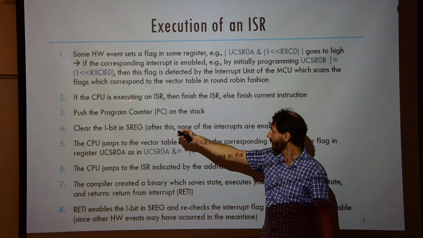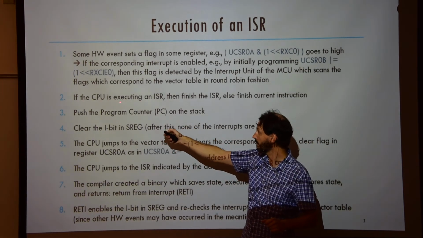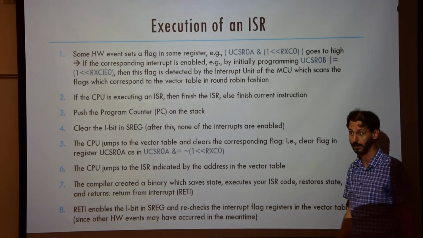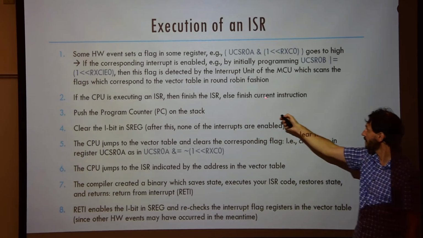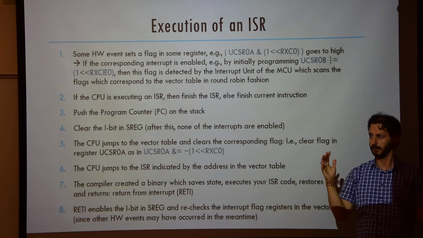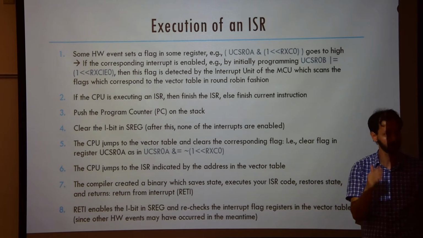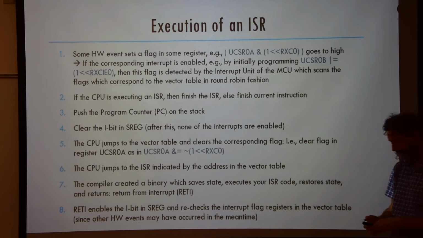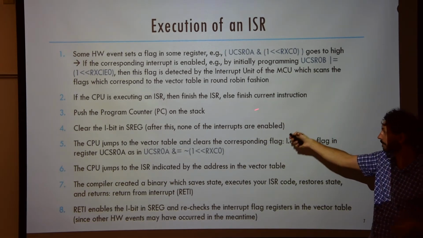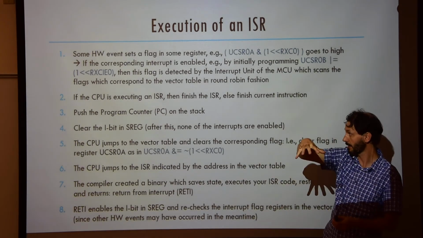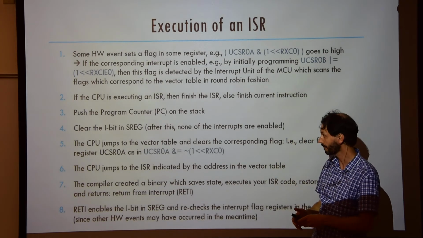Now, the CPU is executing. What could be possible is that the CPU is already executing an ISR. I did not tell you about what can happen then. Well, then you first want to finish the ISR, else finish the current instruction. So either the execution is already busy with an ISR, which can happen too, then you want to finish the ISR first. That's what is done. And if you are just in one of the main instructions, then you finish that instruction. You push the program counter on the stack to remember where you have to jump back to when you want to continue the execution in the main program.